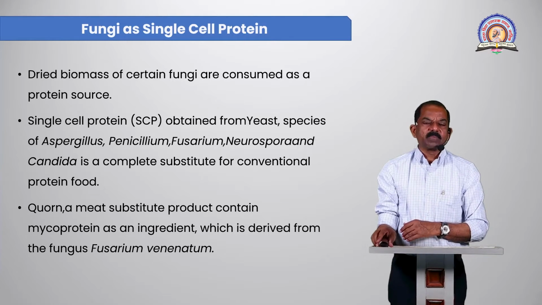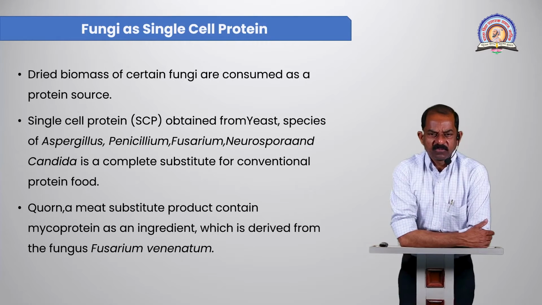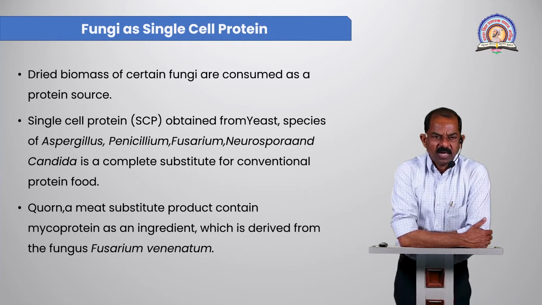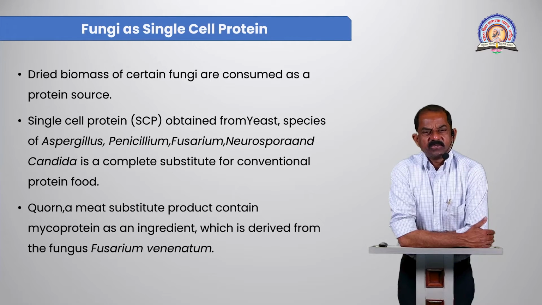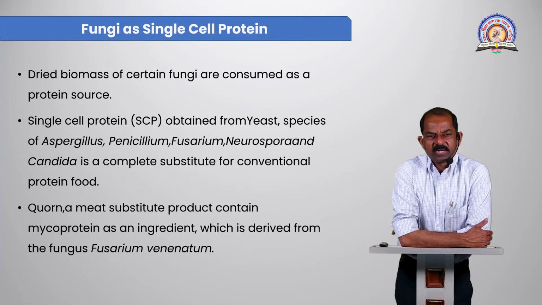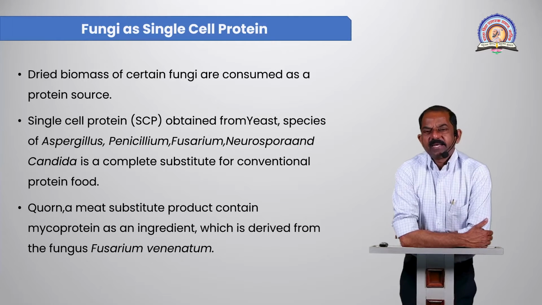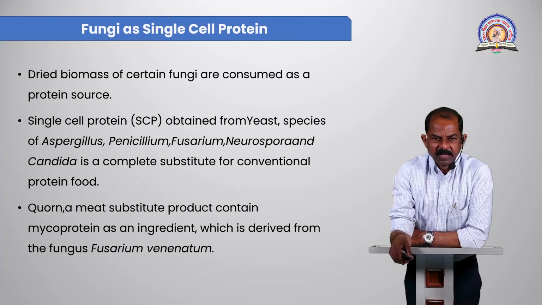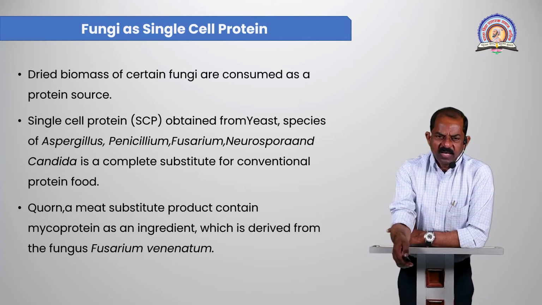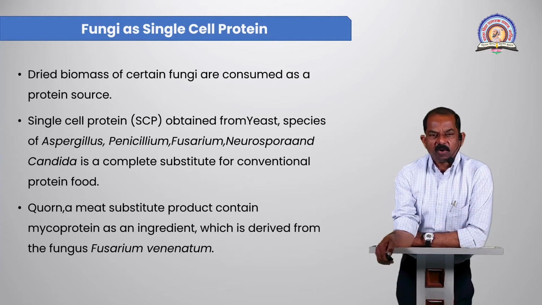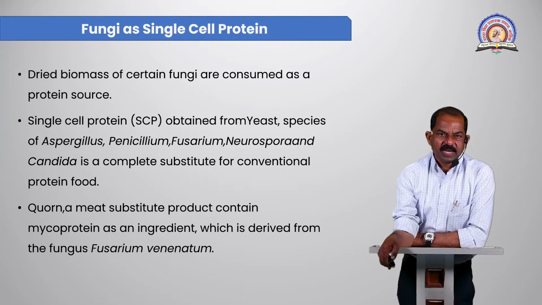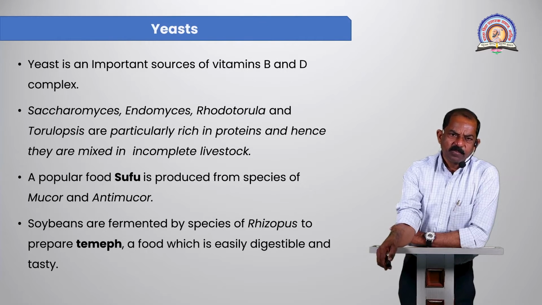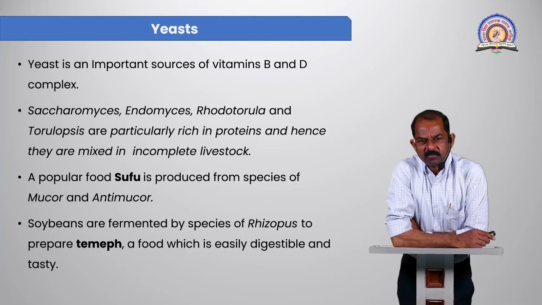Like the angiospermic plants, these fungi are also used as a source of proteins. Quorn, a meat substitute product, contains mycoproteins as an ingredient, which is derived from the fungus Fusarium venenatum. These Fusarium species play an important role, and mycoproteins are there.